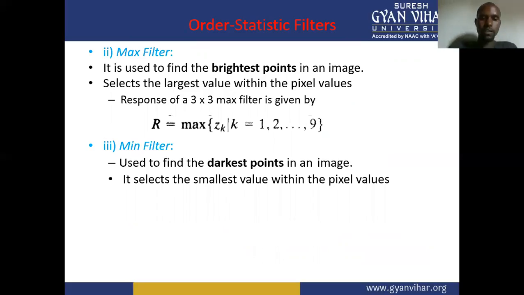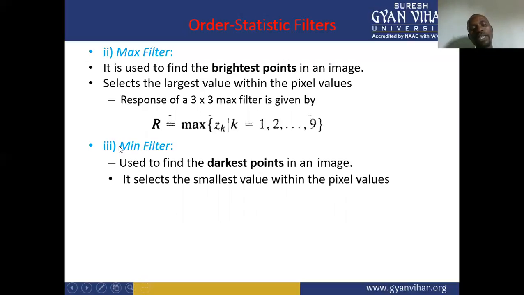Next, we have the max filter. The max filter is used for obtaining the brightest points. We use the response R to obtain the max value, and Z the size of the filter. So for example, 3 by 3 will give us 9. For that case, we have to mention 1, 2, 3, 4, 5 up to 9, so that the pixel value of 1 is 255, and that is the maximum. It will be represented by Z.